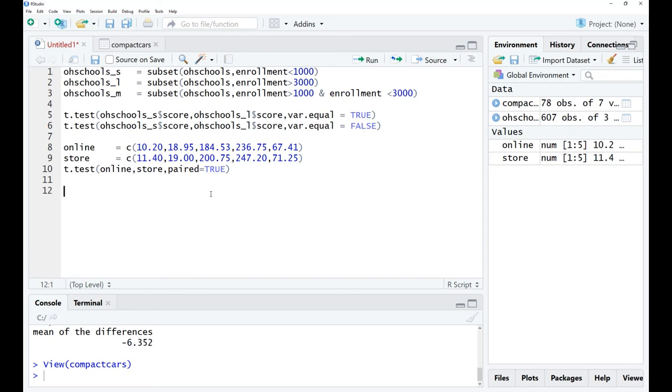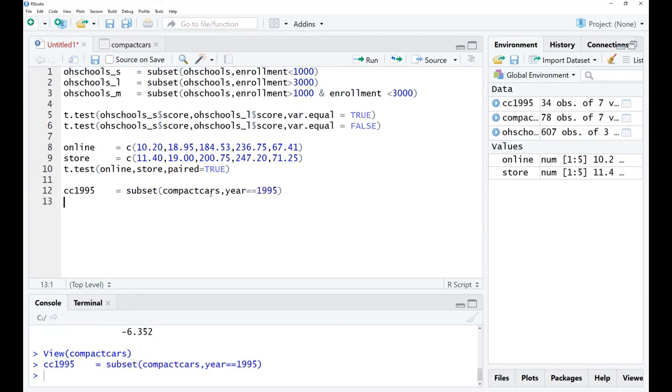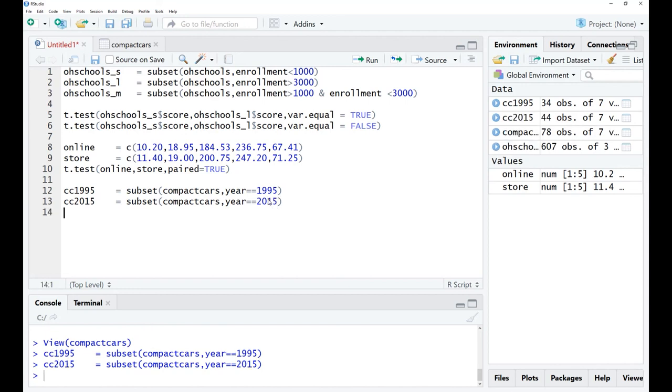First thing you have to do is create two groups, one for 95 cars and one for 2015 cars. And let's just say CC for compact cars 1995. And you are subsetting the cars. So here we now have 34 observations of 1995 cars. We do the same for 2015. And then we are running a paired difference test for 95 and a paired difference test for 2015.